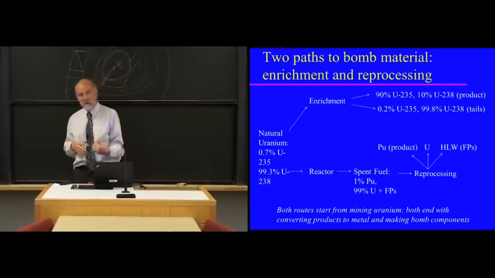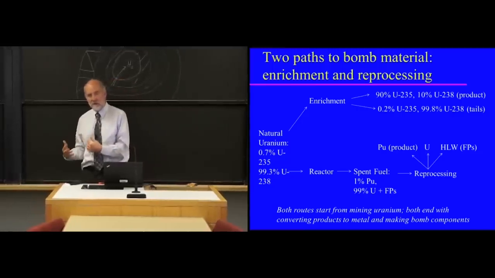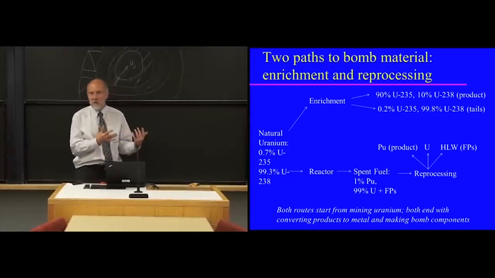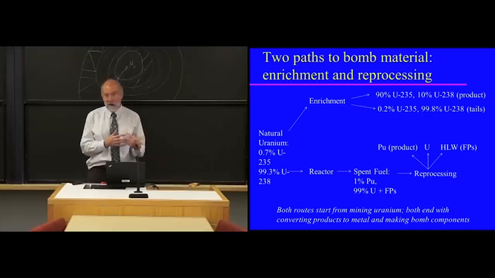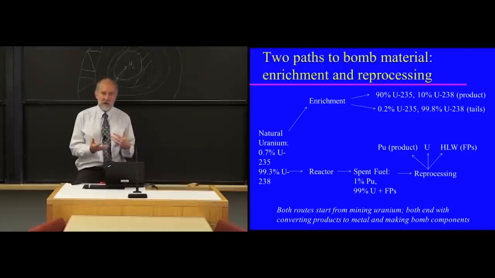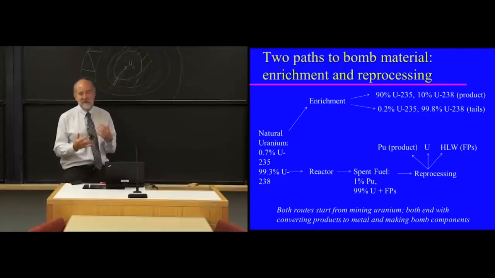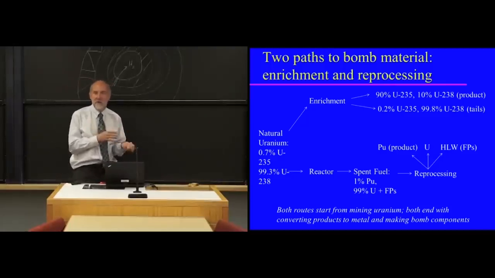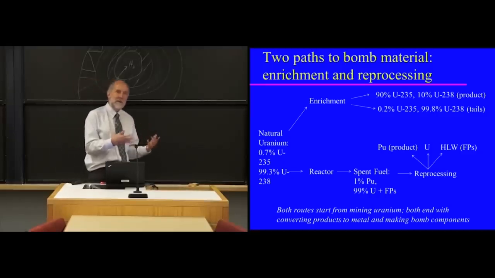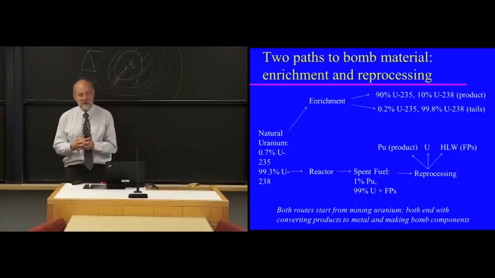In the reactor, the uranium absorbs neutrons, and some of it turns into plutonium. You have the spent fuel that has about 1% plutonium, and then the other 99% is the uranium and the fission products. How much is the fission products depends on how long that spent fuel has been in the reactor, how much power it's generated, how much fission has taken place.